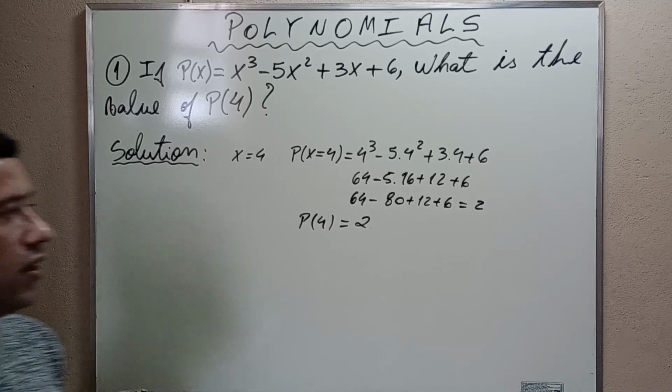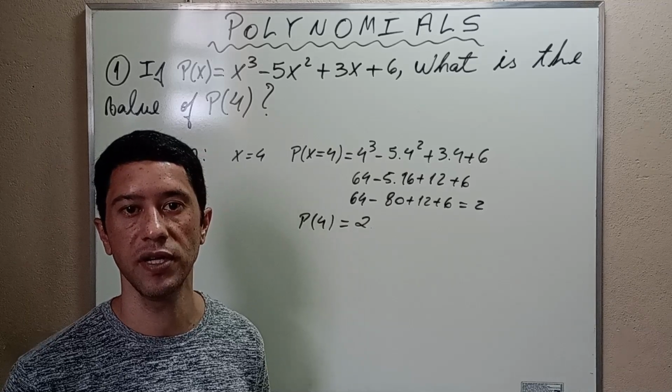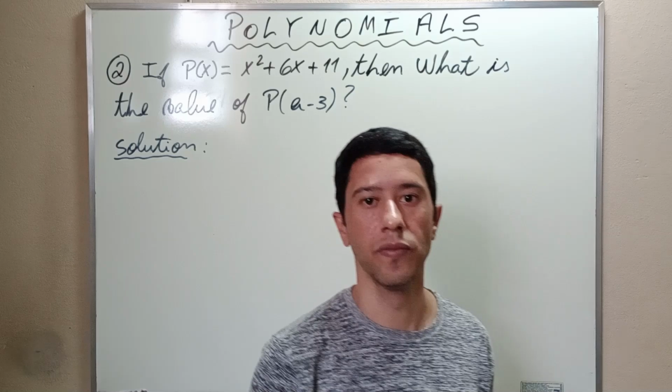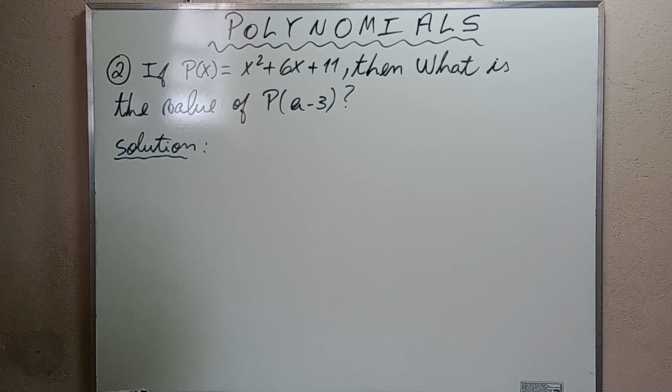Okay, my friends, this was exercise number 1. A very easy exercise. Let's go to the next. Let's go to exercise number 2. Exercise number 2. If p of x is equal to x squared plus 6x plus 11, then what is the value of p of a minus 3? Okay, my friends, this is exercise number 2. Let's go to the solution.